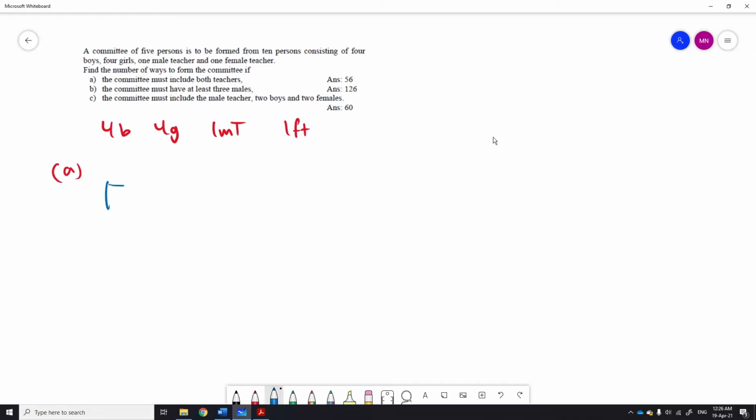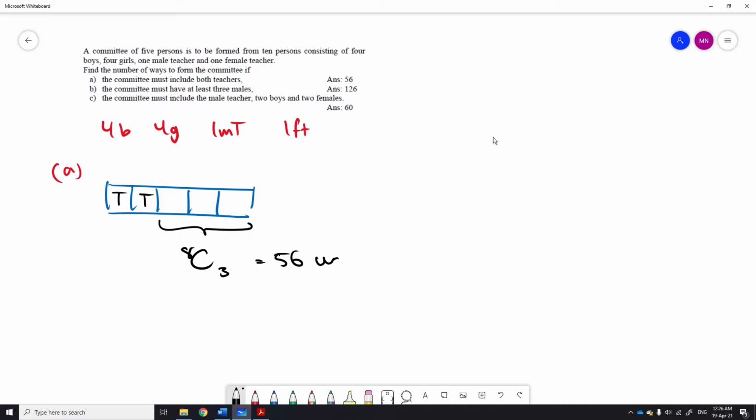Okay, so from the 5 for the committee, 2 are already occupied by the teachers. That means all of the teachers are already selected into the committee. So we have another 3 blank spots for students. We have a total of 8 students, combined into 3 spots, so 8C3, so we have 56 ways.